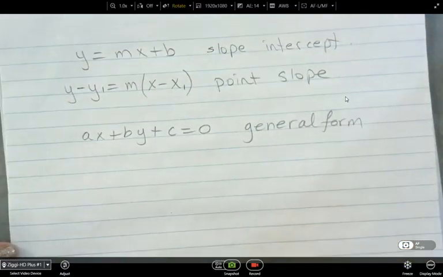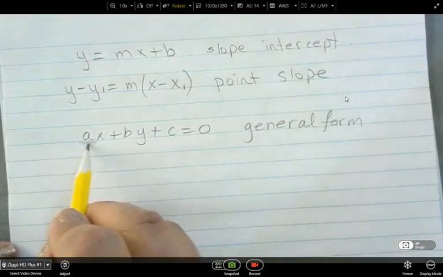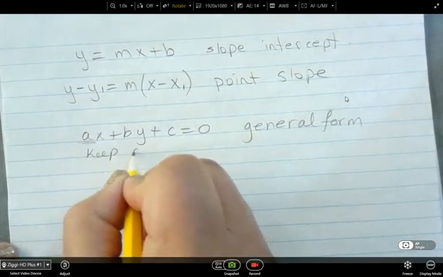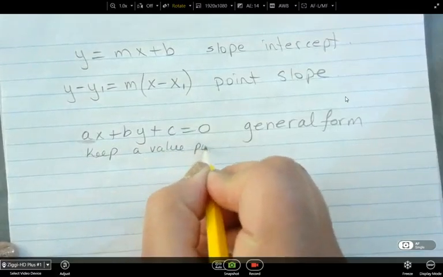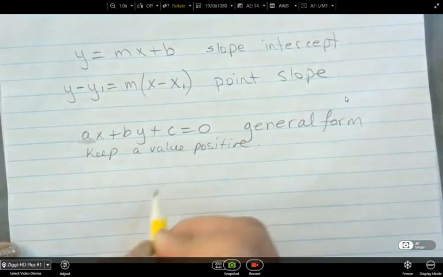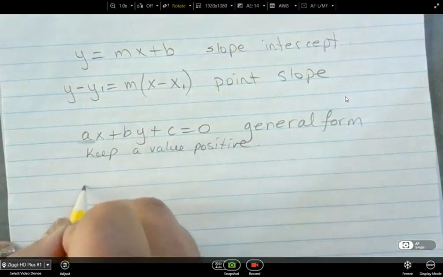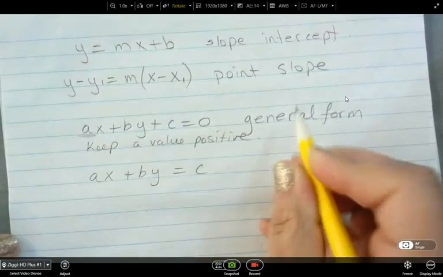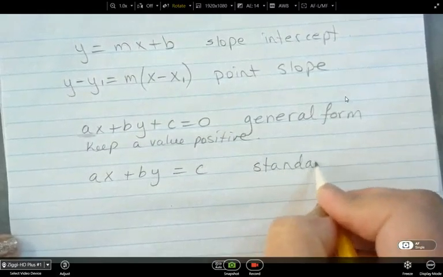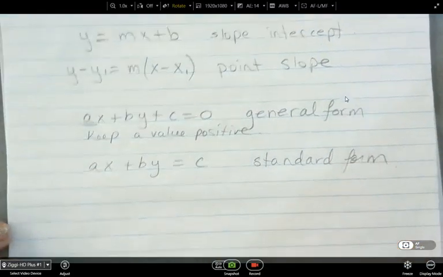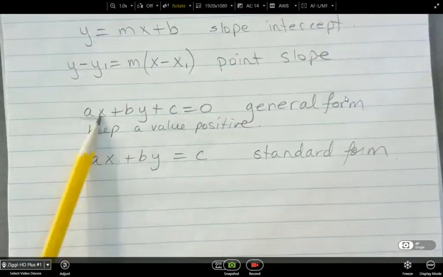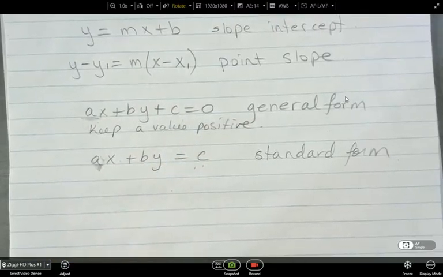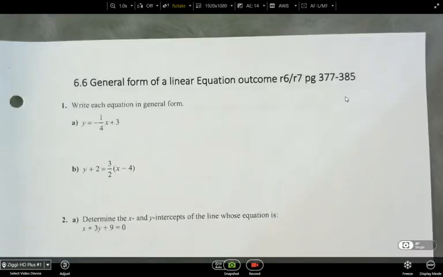And what we want for general form is we want this value to be positive. So we want to keep the a value positive. And then there's another one which we don't really use that often, but you'll see it sometimes. It's ax plus by equals c. This is known as standard form. We don't really use it or worry about it too much because really it's just one step away from general form, right? You just subtract c on both sides and you end up with standard form. So what we're going to look at today is general form.